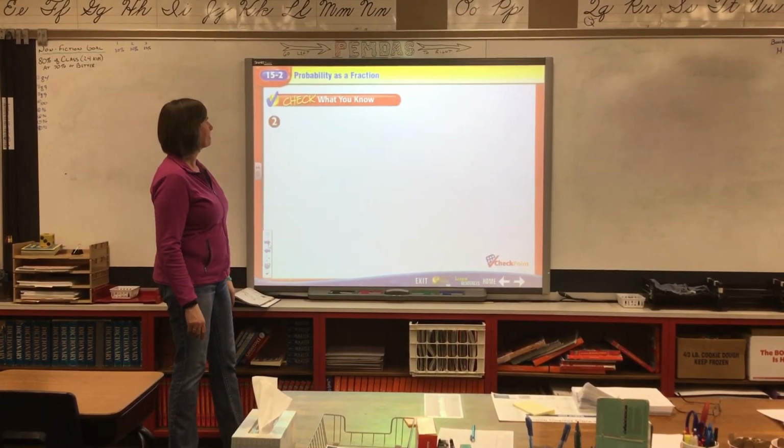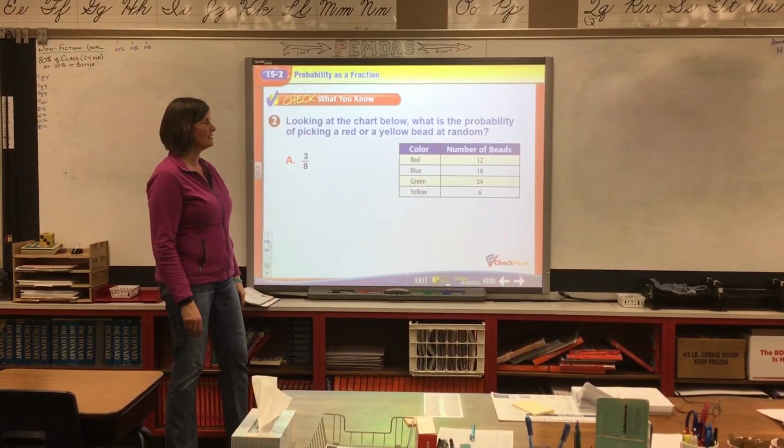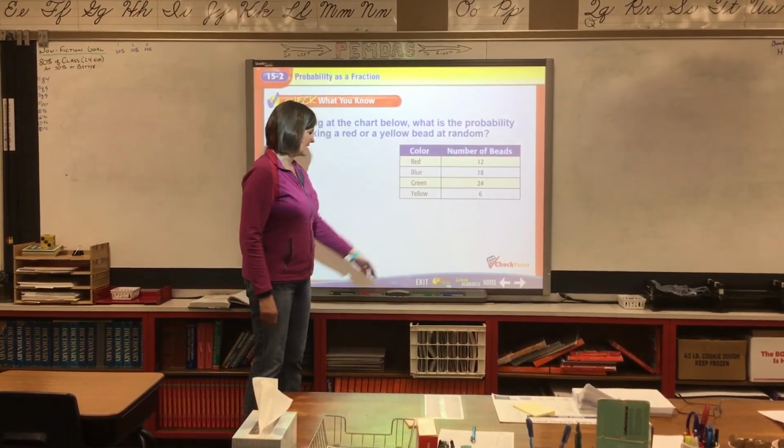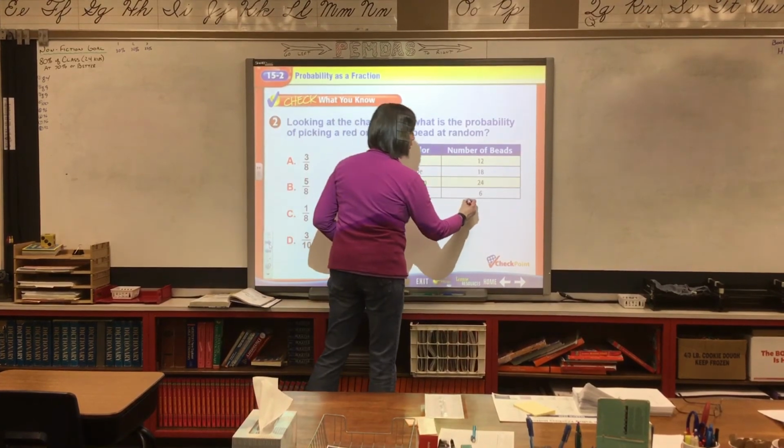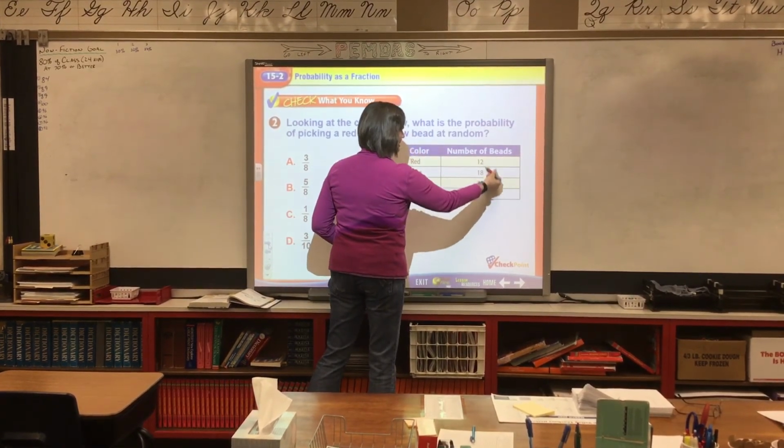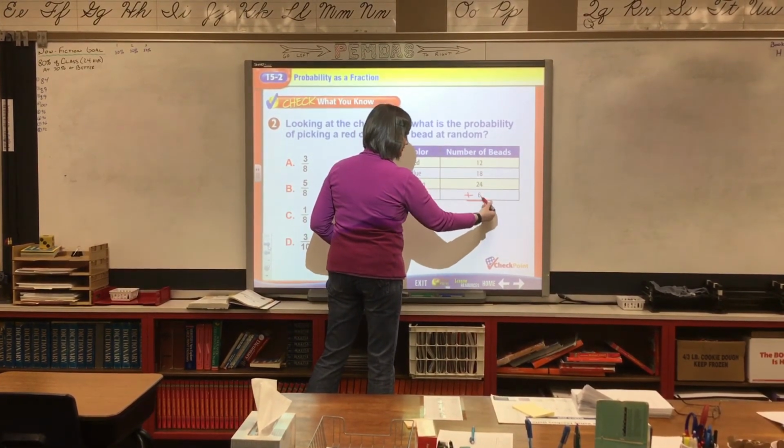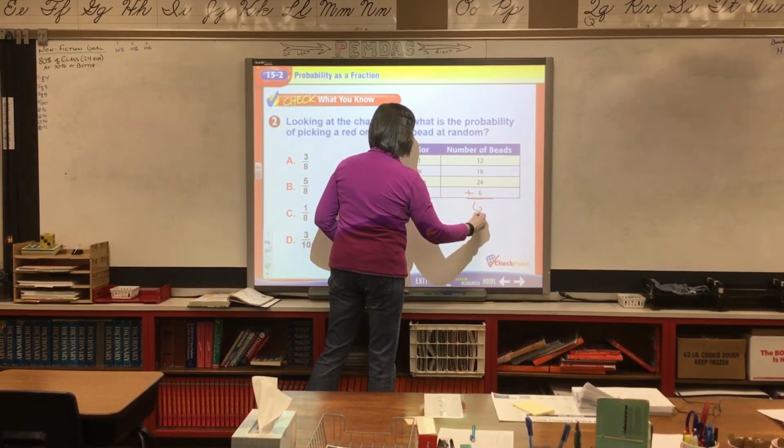Nice job. This example is just like that. We've got the same numbers here. So again, how many total beads do we have? 60. 12 plus 18 is 30. 24 plus 6 is 30. And 30 plus 30 is 60.